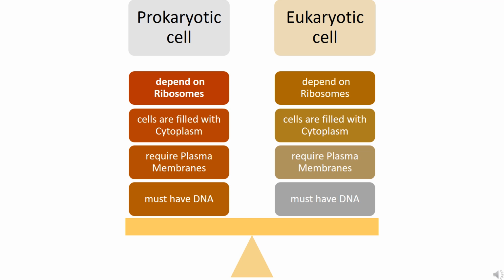Fourth, both absolutely depend on ribosomes. Life cannot function without proteins. Proteins are the structural beams, the enzymes, the gatekeepers, and the workers of life. Because both prokaryotes and eukaryotes must build proteins to survive, they both carry these incredible RNA and protein machines to translate genetic instructions into physical reality.